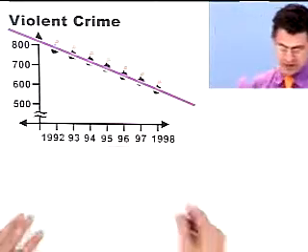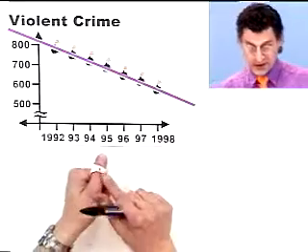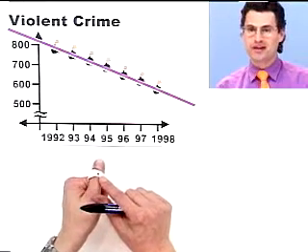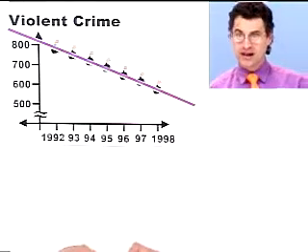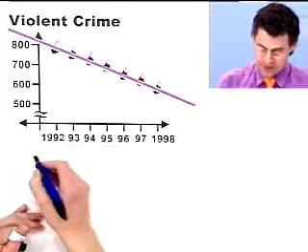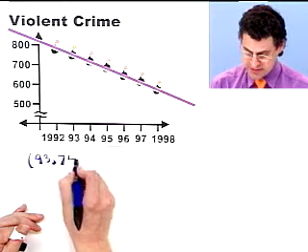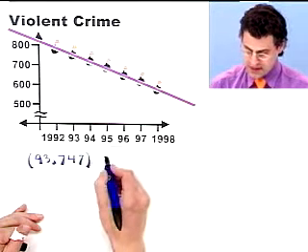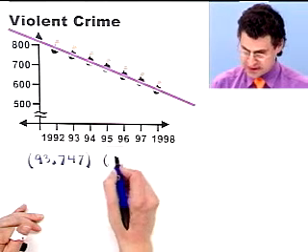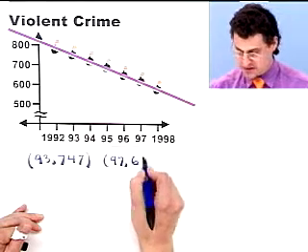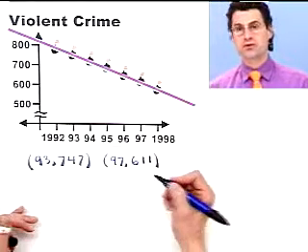So we have those two points. Let's write them down. Look, can you see? I'm bleeding through my tourniquet. We are talking about violent crime. So we have 93, comma, 747, and we have the second point, 97, comma, 611. The first thing I'll do is find the slope.